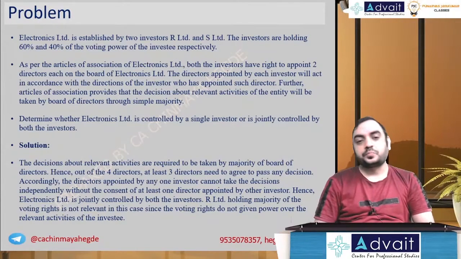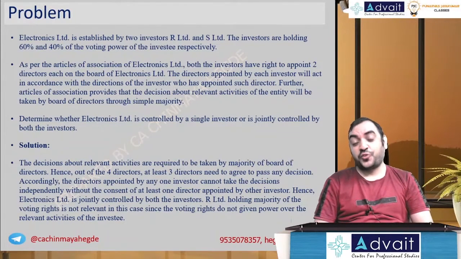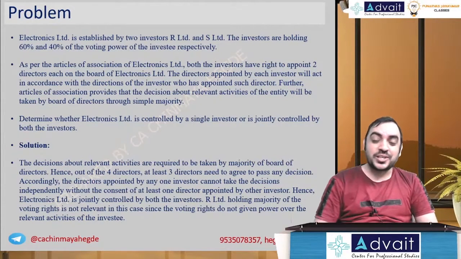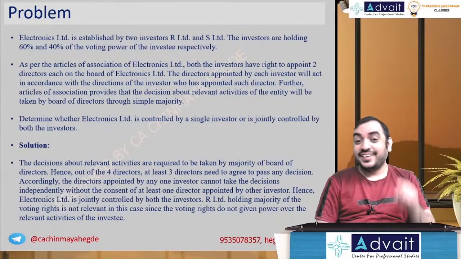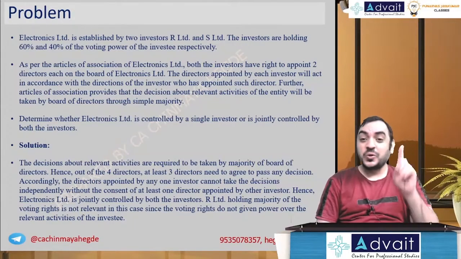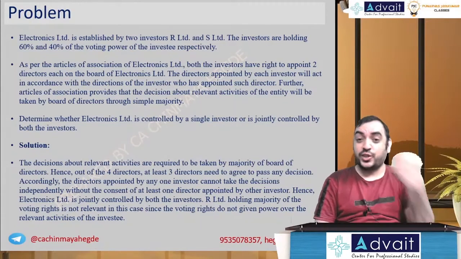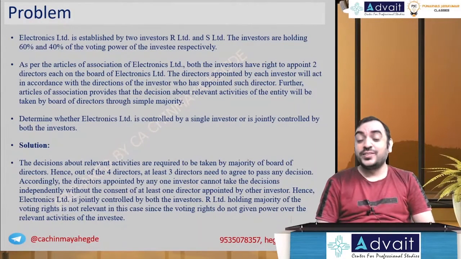But let's read it. As per the Articles of Association of Electronics Limited, both investors have the right to appoint two directors each on the board of directors. Your shares might be 60%, 40%, but both of you can appoint two directors. Now the question comes, who has the control? Directors have the control or shareholders have the control? Don't go to law. Directors are agents of shareholders. Directors can only do what shareholders can do. I'm not going for those rules. We are going for the principal activities.